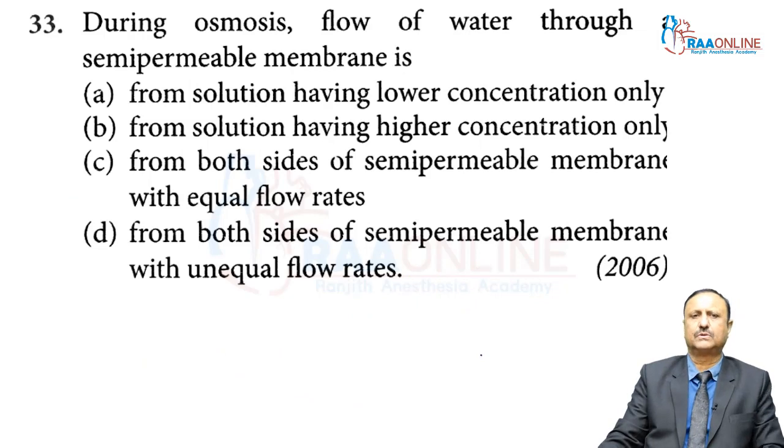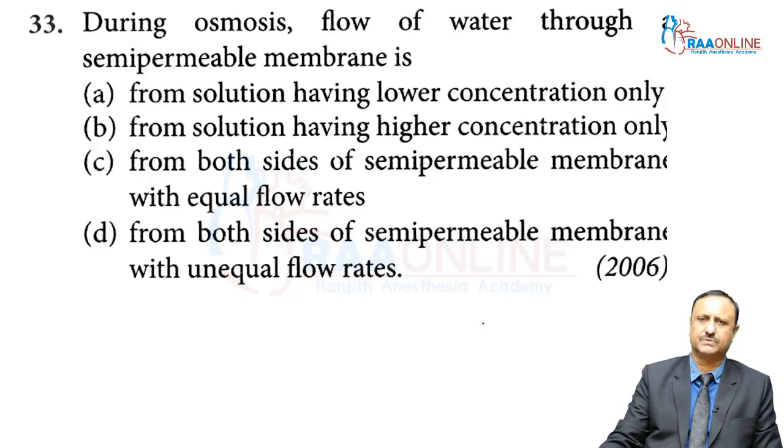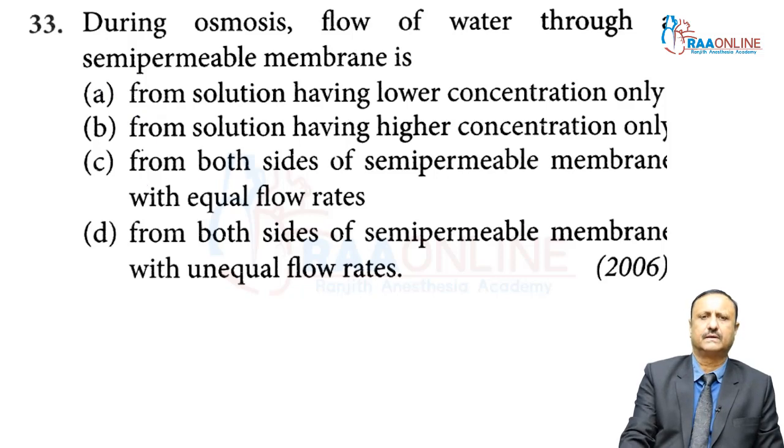Now, my dear students, we can go to question number 33. During osmosis, flow of water through a semi-permeable membrane is, it is a theoretical question. You all students know very well what osmosis is. My dear students, osmosis is the process in which only solvent particles migrate, not solute particles. So, in a semi-permeable membrane the flow of water is from the solution having lower concentration only.